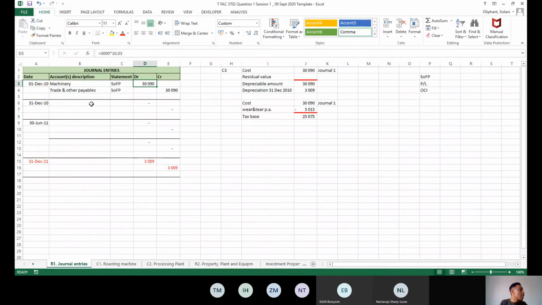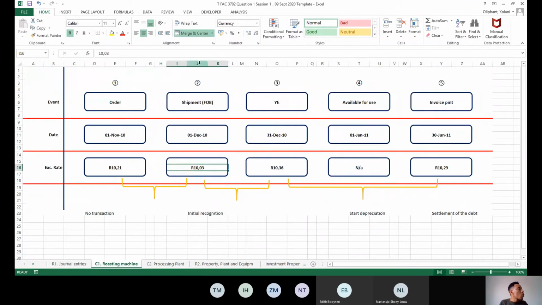We now go to journal entry number 2. We know that the 31st of December is our year end. Now, we know that there is a translation that we need to do because that debt remains unpaid. So let me just go back here quickly. We recognized this machine at 10 cents, but now at year end, the exchange rate is 10.36, right?